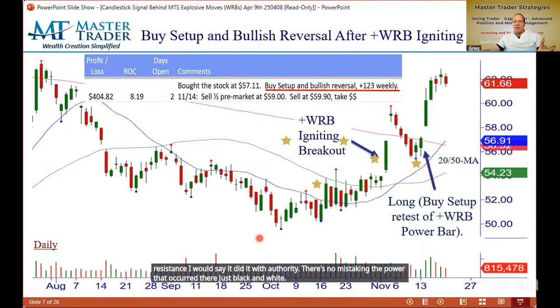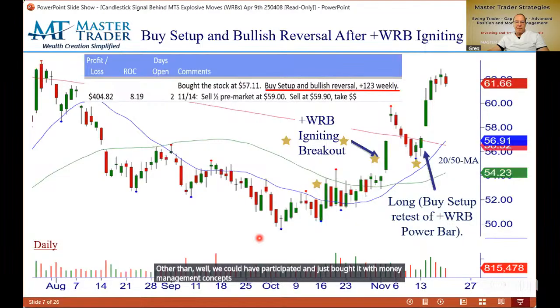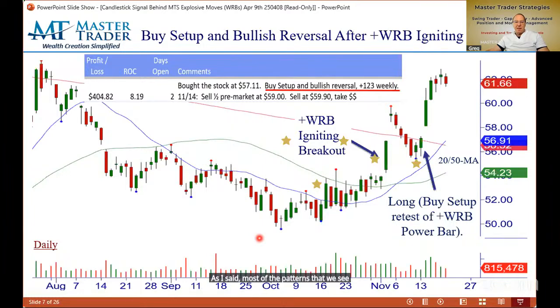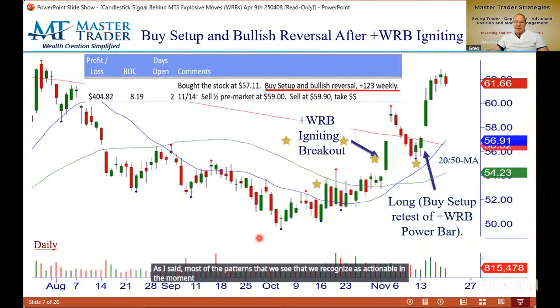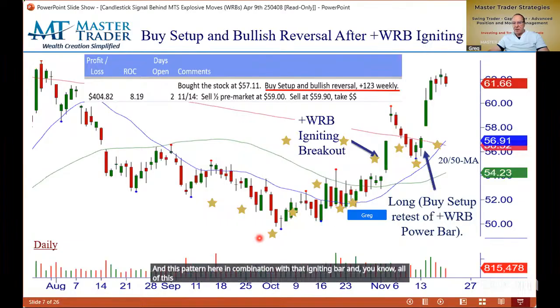Now, how do we participate in that? Well, we have to apply the other concepts. Other than that, we could have participated and just bought it with money management concepts, so you could put in an initial position with the right money management, of course. But that's probably going to require some patience. As I said, most of the patterns that we recognize as actionable in the moment tell us that we're likely to get paid right away. And this pattern here, in combination with that igniting bar and all of this that we could talk about for the next 2 hours, tells us that we're likely to get paid right away.